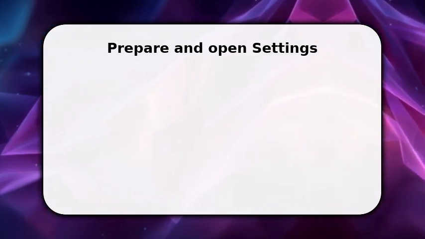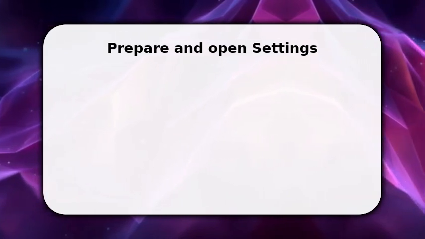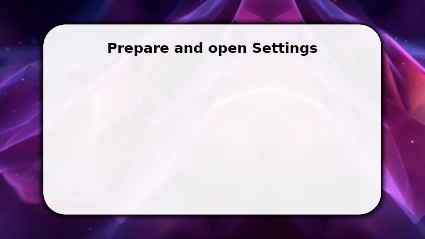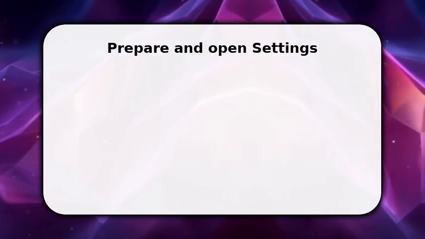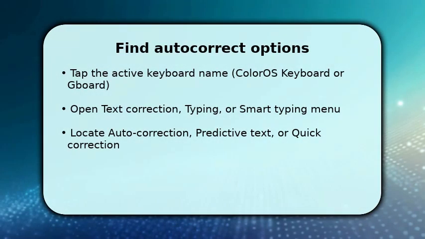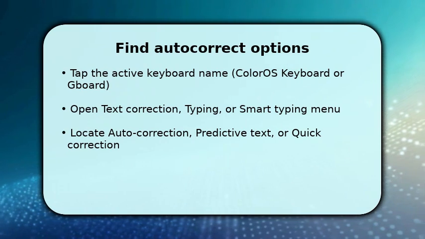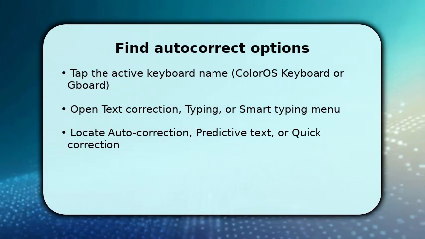Make sure you identify the active keyboard, Color OS default, Gboard, or another. You need to be in the keyboard settings screen to proceed to autocorrect options. Once in the keyboard settings, look for text correction or typing. Different keyboards label it differently. You will see entries like autocorrection, predictive text, or quick correction.